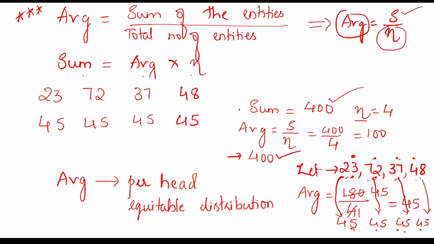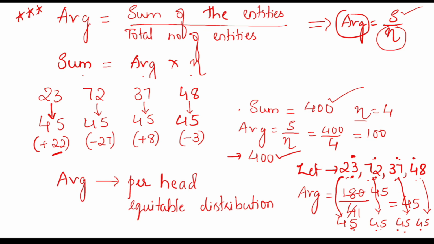Now 23 became 45, 72 became 45, 37 became 45 and 48 became 45. This means 23 is increased to 45. How much is it increased? It is increased by 22. Now 72 is decreased to 45. How much is it decreased? It is decreased by 27. 37 is increased to 45, by how much? By 8. And 48 is decreased to 45, by how much? By 3. Means 23 became 45, so how much is the deviation? The deviation is 22. From 23 it became 45, so it deviated from its original value to 45. So how much did it get deviated?